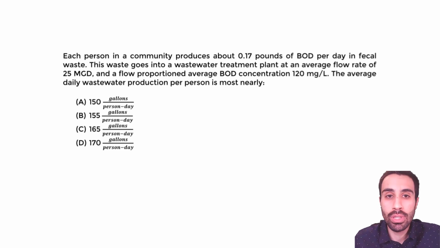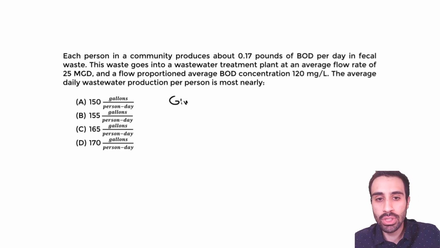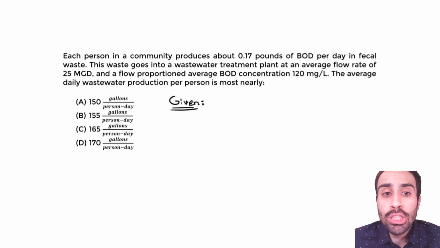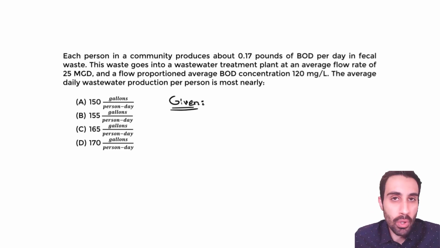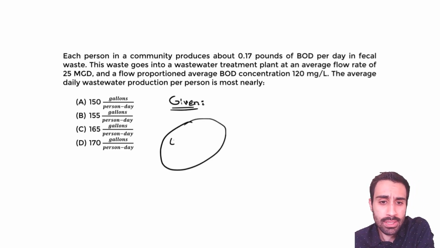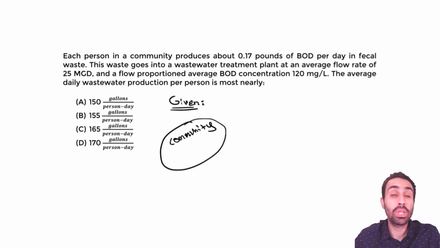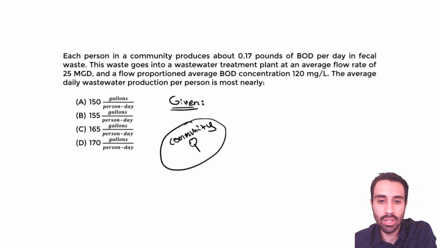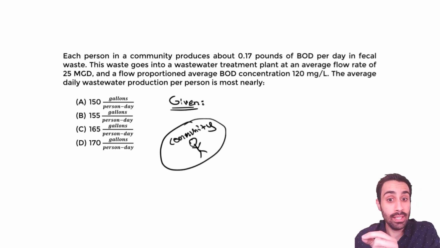So now let's write what we're given as a first step and try to visualize what's going on. What's really happening here? So we know each person in the community produces 0.17 pounds of BOD per day. So the way I can visualize that, I'll just do a circle, and this is our community. We will focus on one person. So it's just one person. And this person is going to produce that BOD.